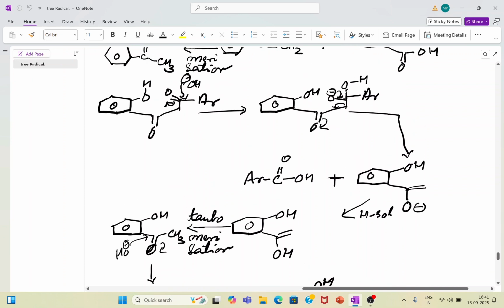Now, which can attack on the second part or the second carbonyl in this way, and again it will give you the benzoic acid and the orthohydroxyacetophenol likewise.